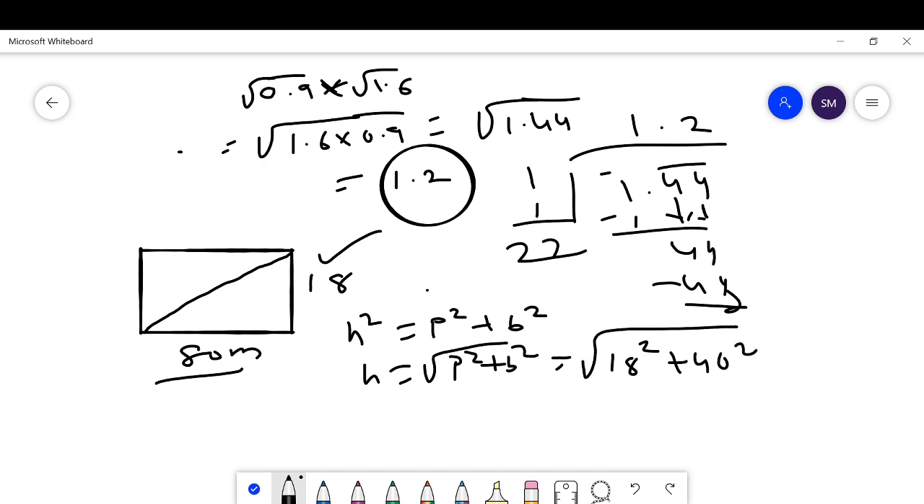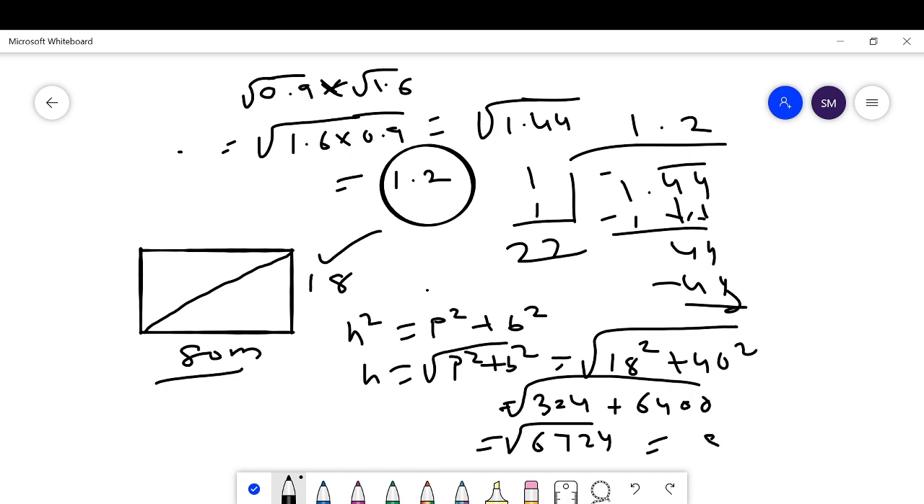Then what is 18 square? 324 plus 6400. Then we take the square root of this. This is 6724 square root. Then by long division method, you can find out the square root of 6724 is 82. Then what is the length of the diagonal? Length of the diagonal is 82 meter. Okay, next.